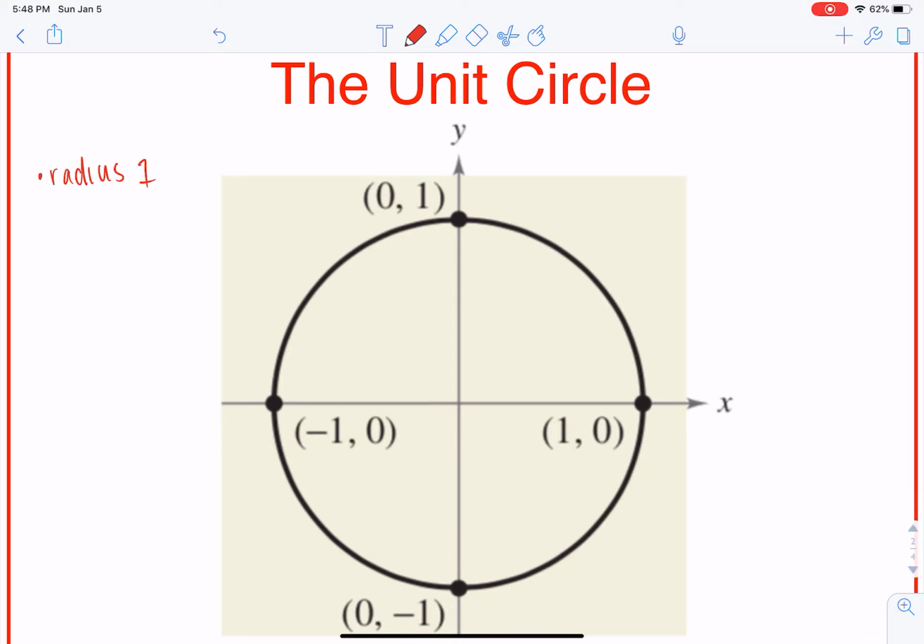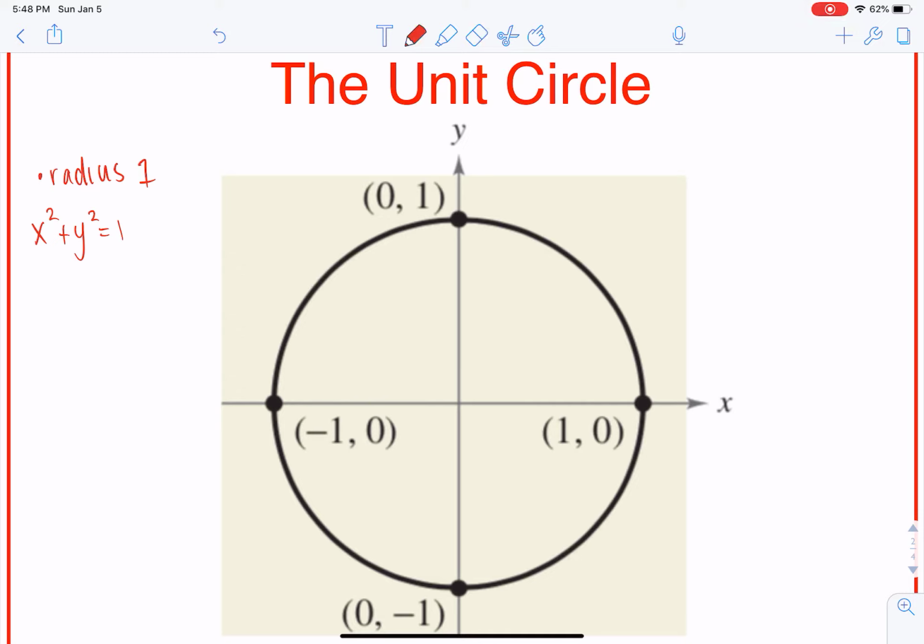So we can see here, this is a radius of 1, which means that this value is 1, this value is 1, and this value, all the way around. Anywhere that we draw a radius, we will get a value of 1. So the radius is 1. We can also create the equation of the unit circle. It's x squared plus y squared is equal to 1. So there is the equation of our unit circle.